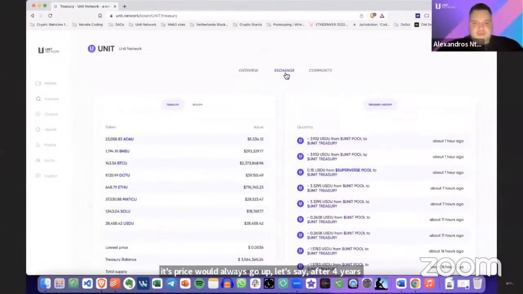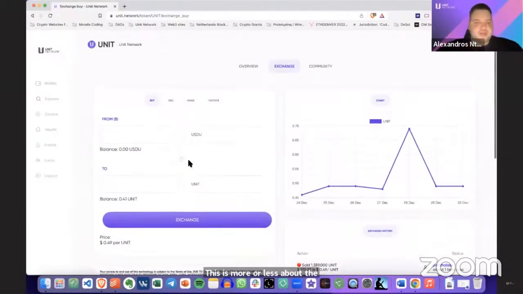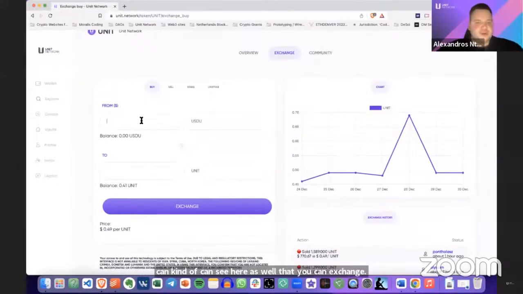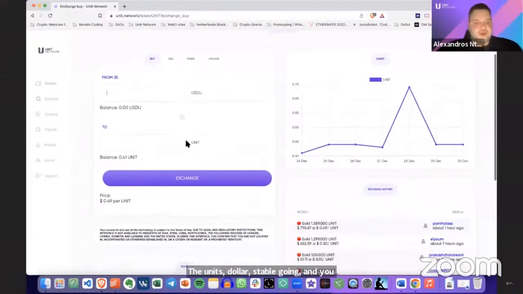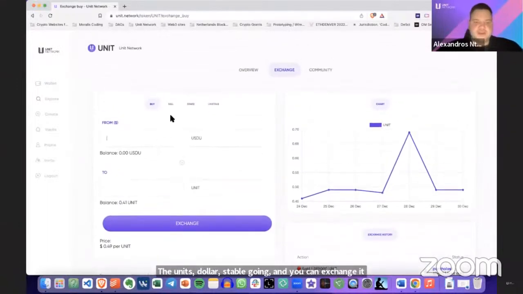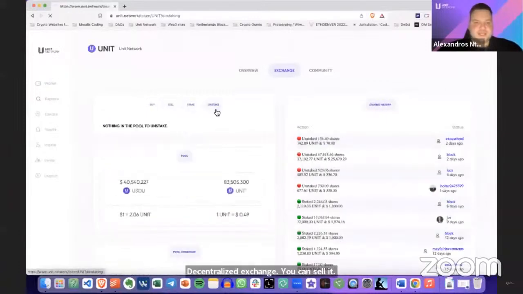This is more or less about the treasury, right? Here you can see that you can take your dollars, let's say your USDU, which is the unit dollar, a stable coin, and you can exchange it for any other cryptocurrency, just like you would do in any other decentralized exchange. You can sell it, you can stake, you can unstake this.